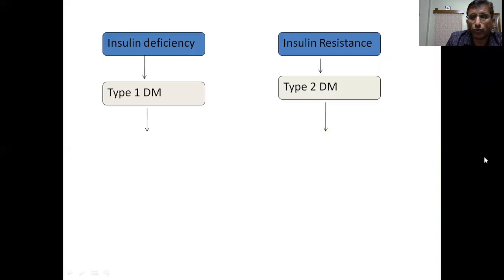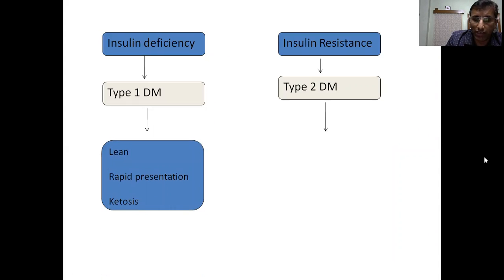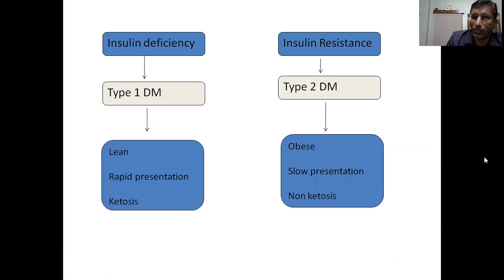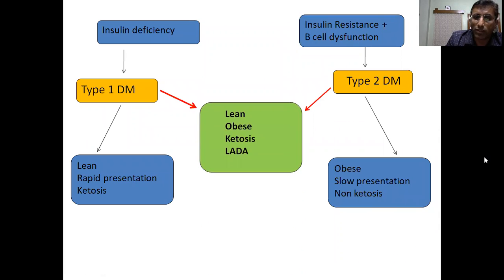So with this knowledge, we'll move to the next slide. Traditionally, when we talk about type 1, it means insulin deficiency, which is usually seen in a lean phenotype, with rapid presentation of hyperglycemia, and ketosis or ketoacidosis. Whereas type 2, traditionally we say, is an insulin resistance phenotype, usually seen in obese subjects, with slow or insidious presentation of hyperglycemia, and non-ketotic. But in real practice, it is not as black and white as it seems. We do see type 2 who are lean, type 1 who are obese, and type 2 with ketosis, which is not very common, but it is not entirely absent.